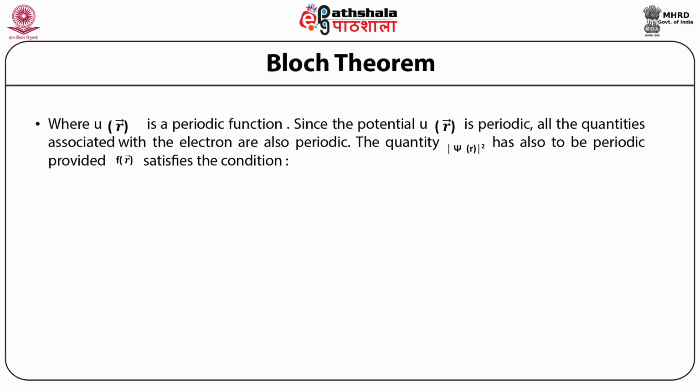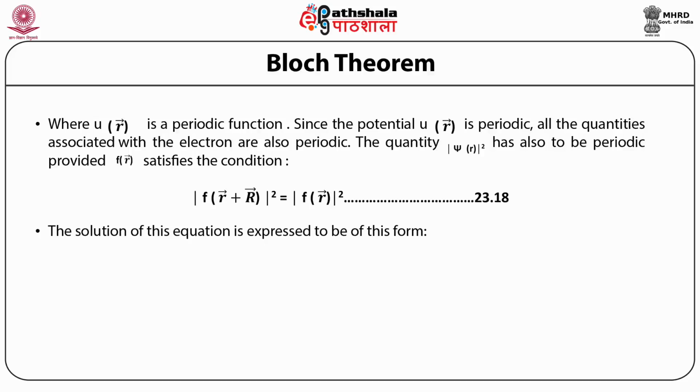Since the potential as a function of small r vector is periodic, all the quantities associated with the electron are also periodic. The quantity modulus of psi of r squared has also to be periodic, provided f as a function of r vector satisfies the condition modulus of f of r vector plus capital R vector squared is equal to modulus of f of r vector squared, which is given as 23.18. The solution of this equation is expressed to be of this form: psi as a function of r vector is equal to u as a function of small r vector into exponential of i k vector dot r vector.